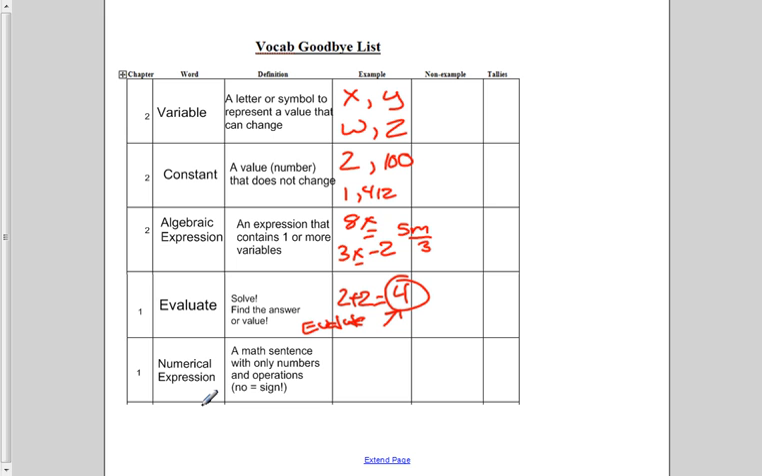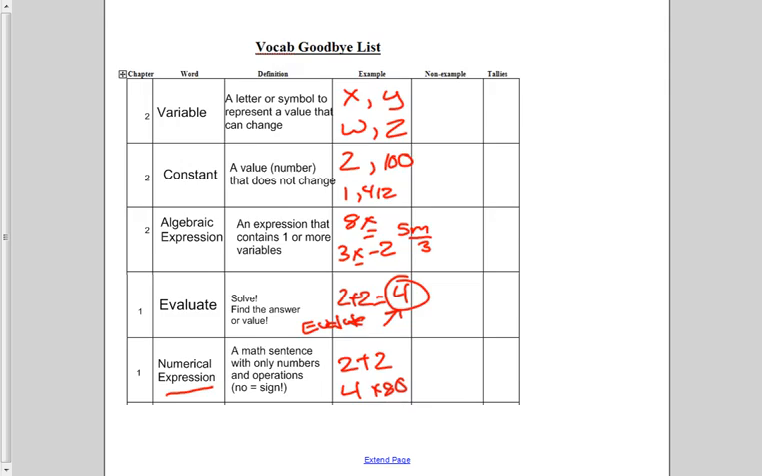And this is also a review from chapter 1, if you don't already have this word: numerical expression, a mathematical sentence with only numbers and operations. But remember, because it is an expression, no equal sign. So 2 plus 2 is a numerical expression. You can see there are no variables. 4 times 80 is a numerical expression, no equal sign, and no variables.